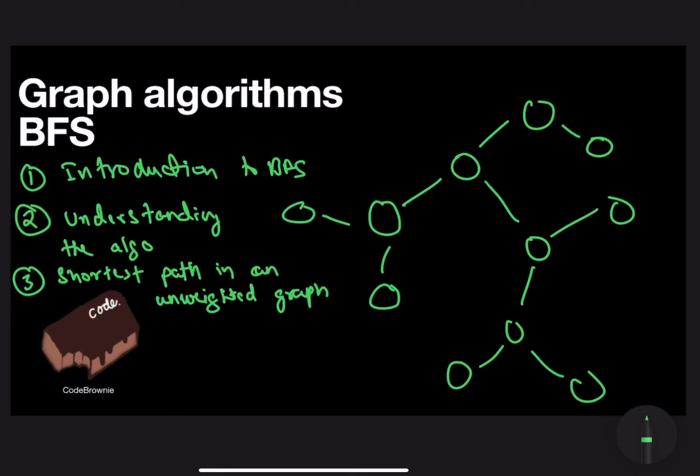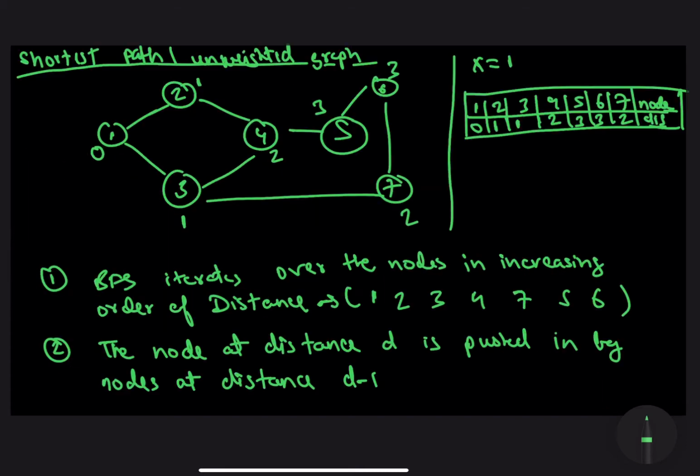Hey guys, so in the previous video we already saw how to code up a breadth first search algorithm, and now in this video we will have a look at a very important use case of breadth first search algorithm, that is finding the shortest path in an unweighted graph. So let's get started.